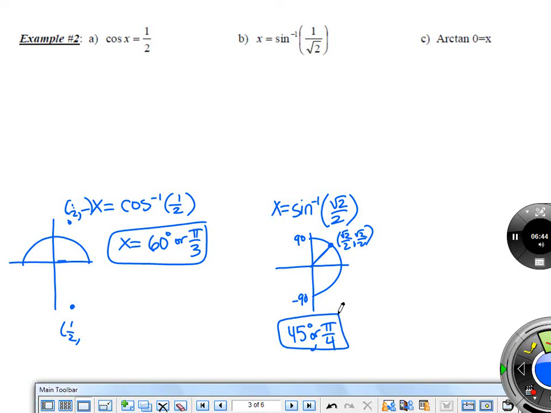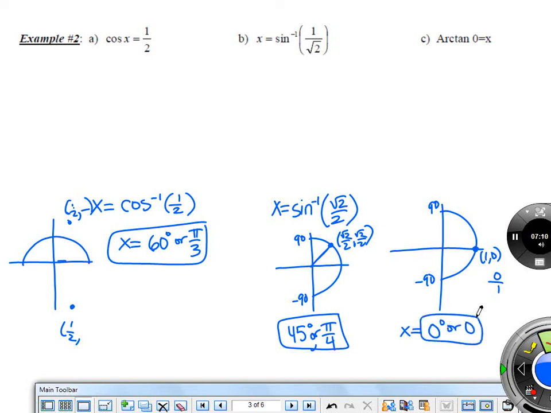So the last question says arctan of 0. Okay? So it's asking me where the tangent is 0. And again, like the sine, we're picking from negative 90 to 90. So here at 0, I would calculate the tangent by doing 0 over 1. So that's where the tangent is equal to 0. So it's at 0 degrees, or 0 radians.